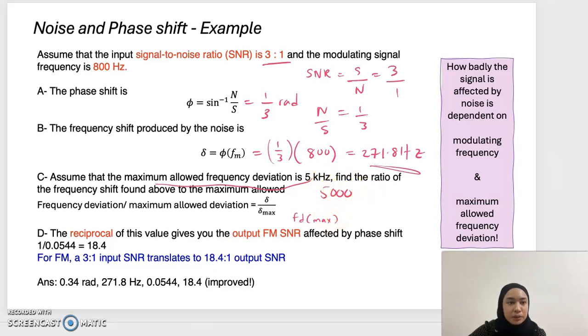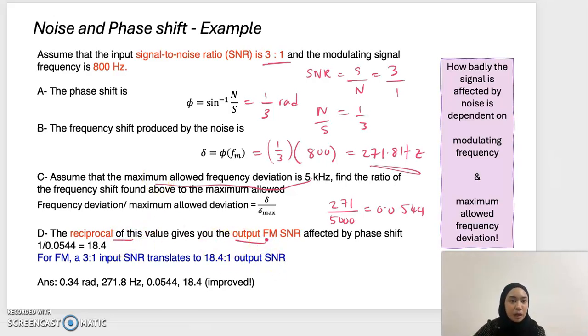So what would that be? Let me write that. Okay, so that would be 271 over 5000. That's going to give me 0.0544. Since it's frequency over frequency, it's unitless, and now it's telling me that the reciprocal of this value gives you the output FM SNR.